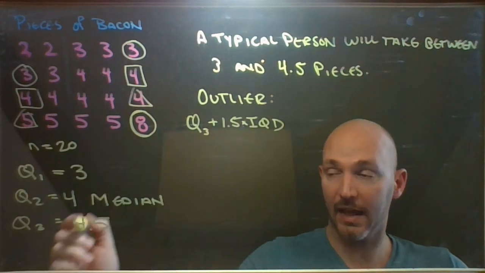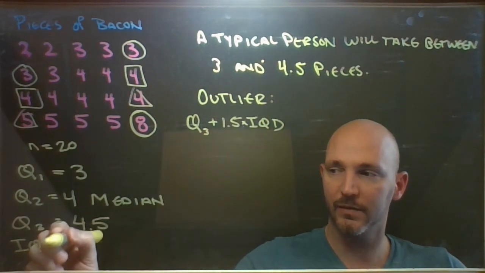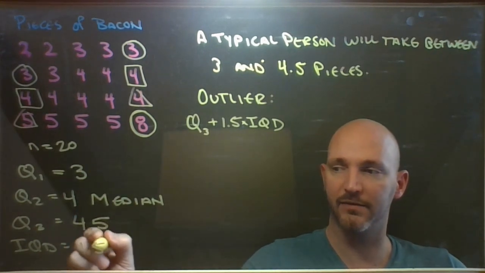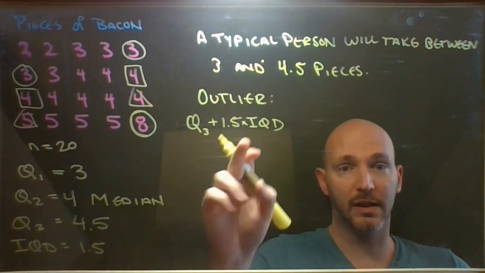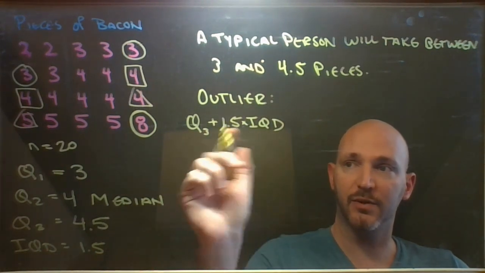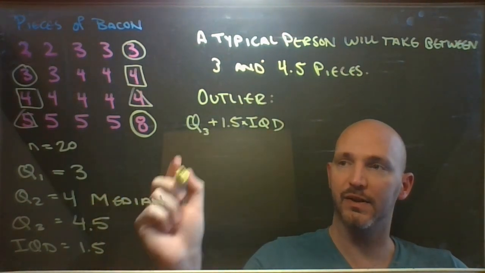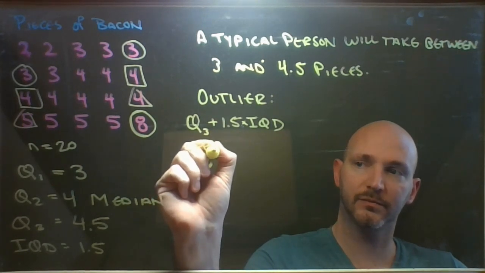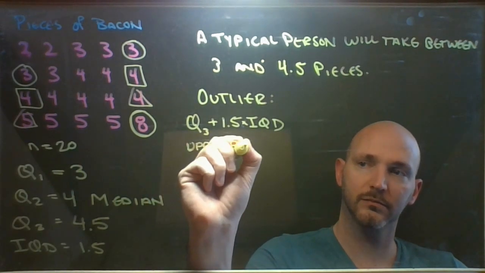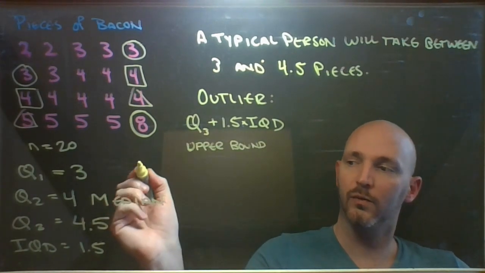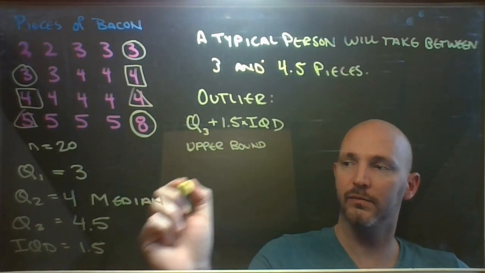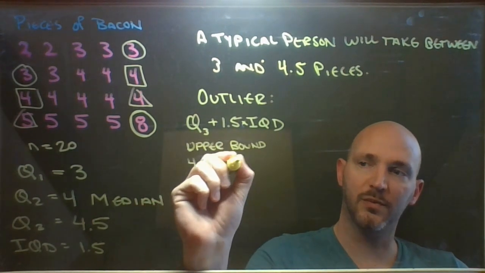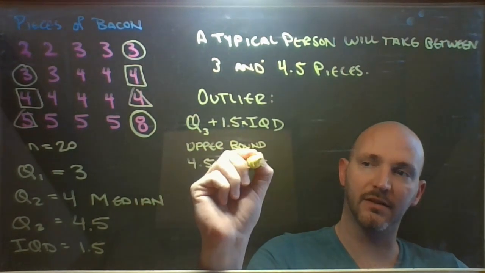So in this case, my IQD would be 4.5 minus 3, which is 1.5. So I'm going to look at this number. I'm going to do 1.5, put it here. My Q3 value is 4.5. So my upper bound will be Q3, which is 4.5, plus 1.5 times 1.5.